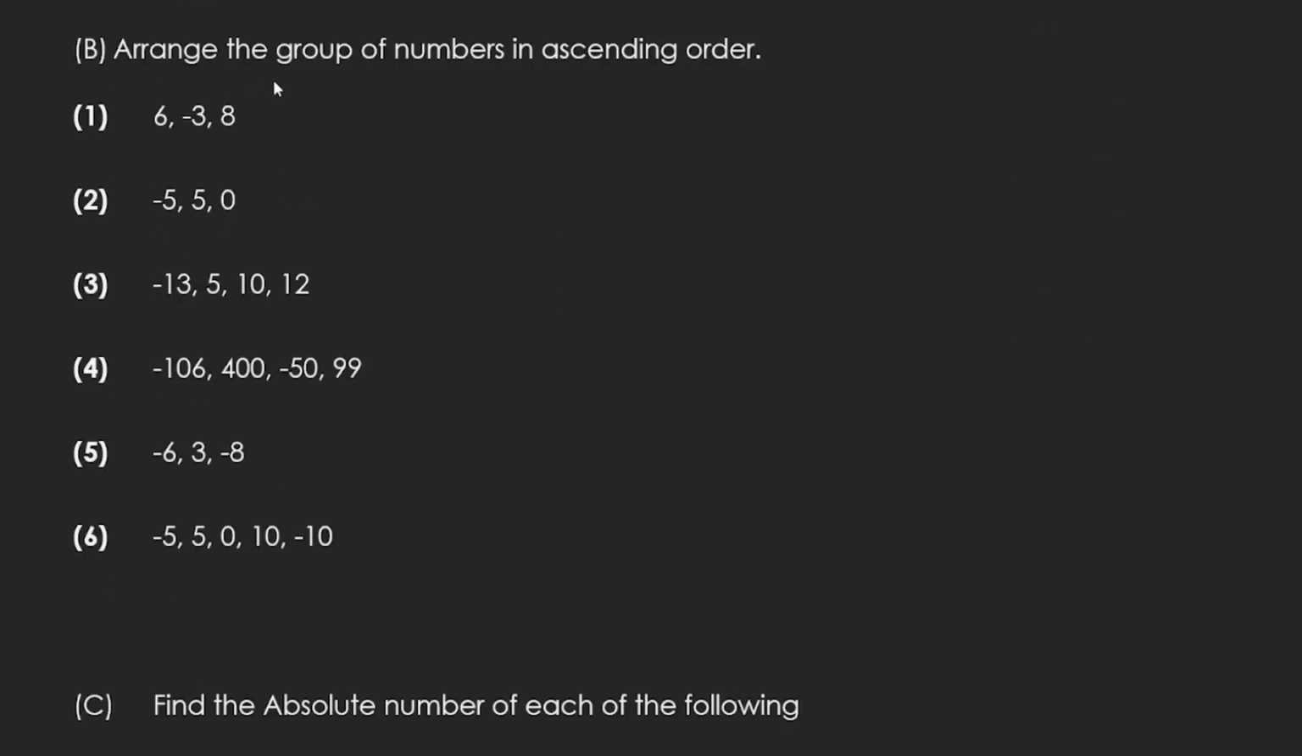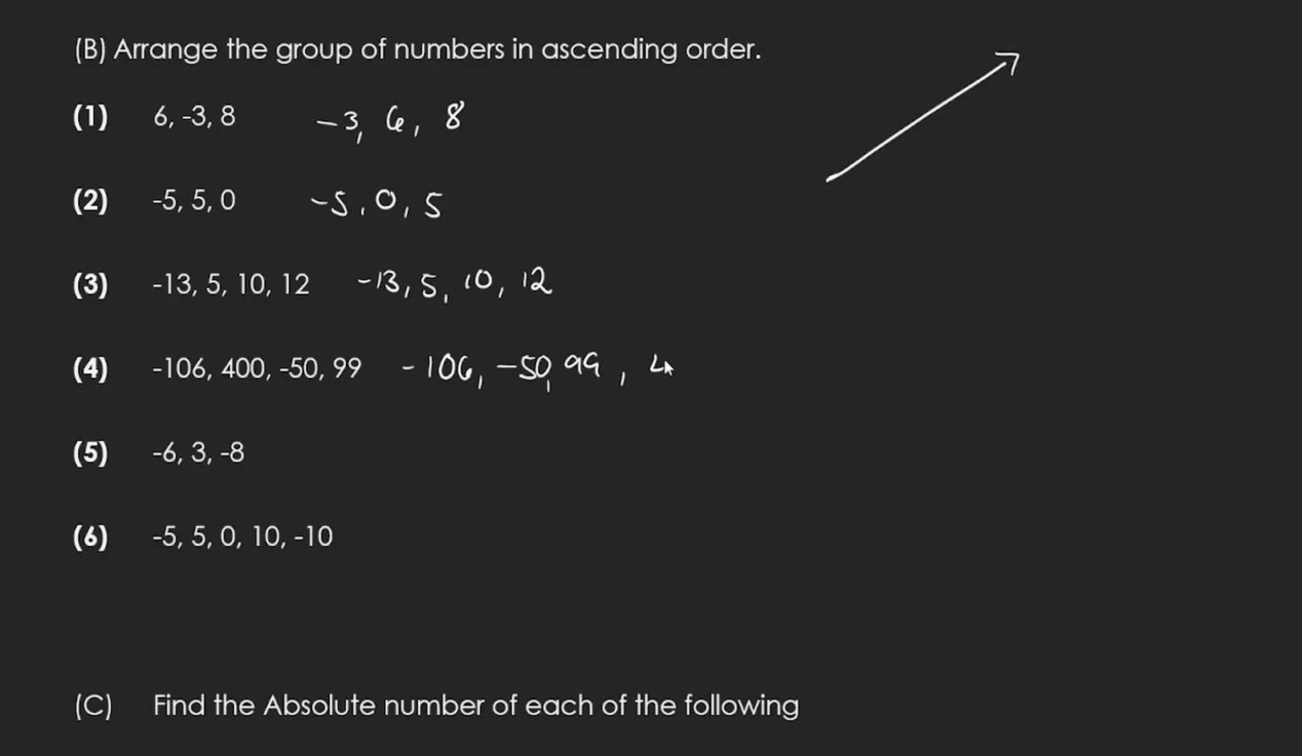B. Arrange the group of numbers in ascending order. You start at the smallest, going to the biggest. We have here negative 3 as our smallest. Next up is 6, and then we have 8. Number 2, we have negative 5, 0, and then 5. Number 3, we have negative 13, then 5, then 10, and then 12. For number 4, we have negative 106, negative 50, 99, and 400.